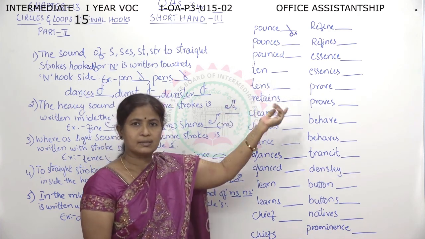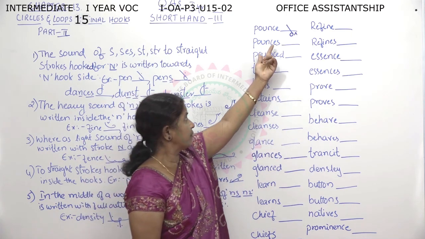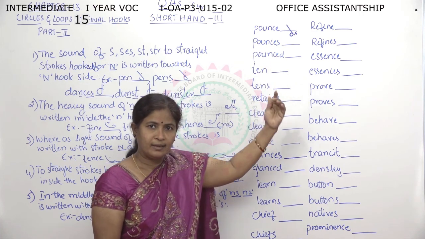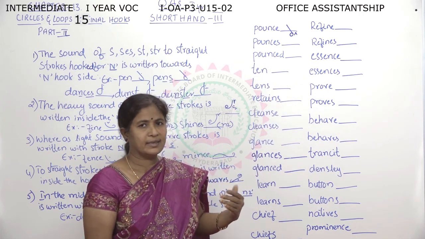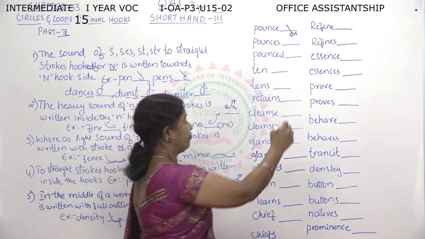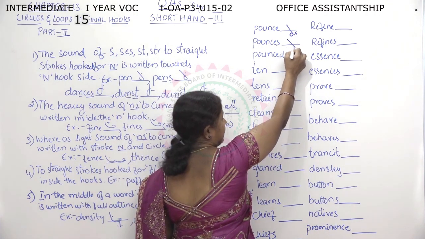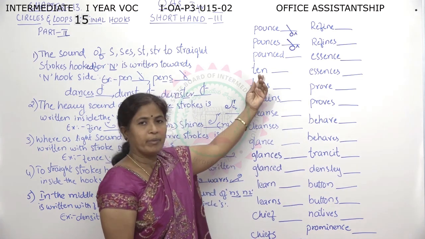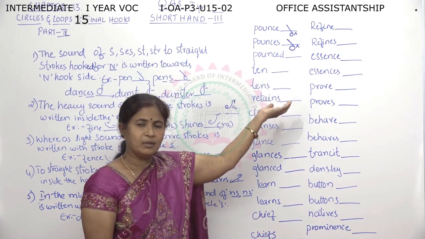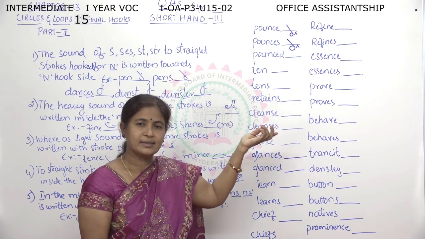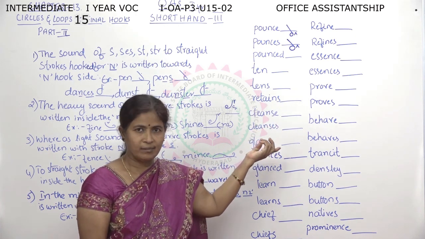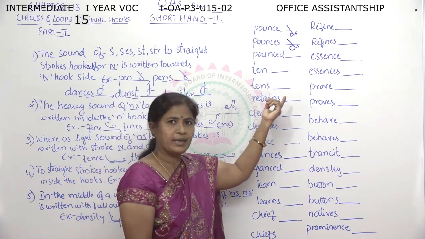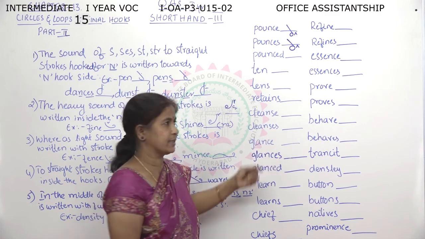Now, pounces. What's the difference? Here, after N, we get the sound of S. The second word, after N, we hear the sound of ses. Right, last circle towards N side. Pounces. P, last circle, ses. Pounced. After N, we are hearing the sound of nst. Either st or sd, we write the same loop. Now, pounced. How do we write? P and st loop written towards the N side.